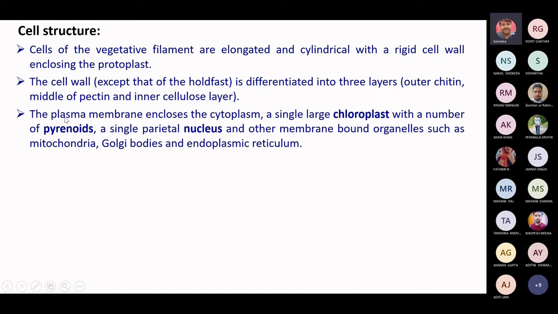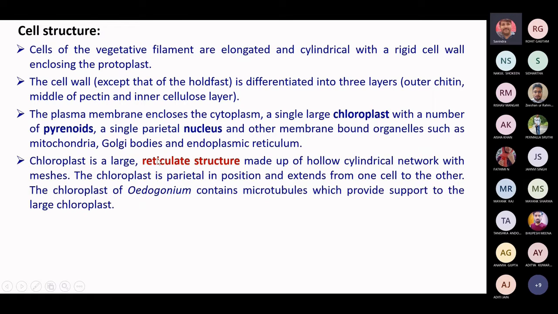Okay, this thing we can see. The plasma membrane encloses the cytoplasm, a single large chloroplast with a number of pyrenoids. I will show you in the coming slides. A single parietal nucleus, I don't know whether it will be visible or not, and other membrane bound organelles such as mitochondria, Golgi body and endoplasmic reticulum. So whatever things are visible in your slide, you have to mention only that. The rest of the things keep aside for your theory exam.